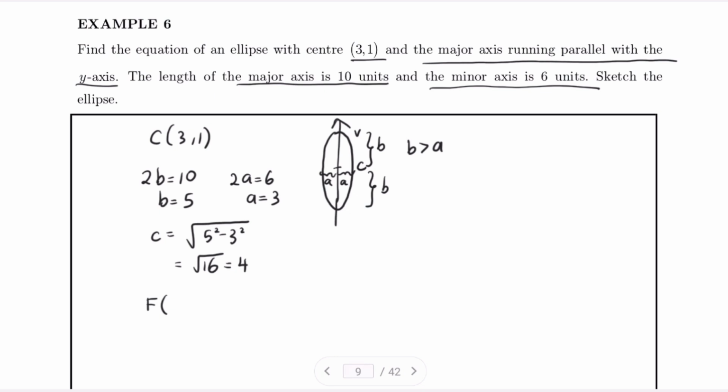You know from the shape that H will remain the same. So for the foci, H will remain the same. Okay, so the K, for the foci you need to add and subtract 4. So it's going to be 1 plus 4, which is 5. And the other one is 1 minus 4, which is negative 3.